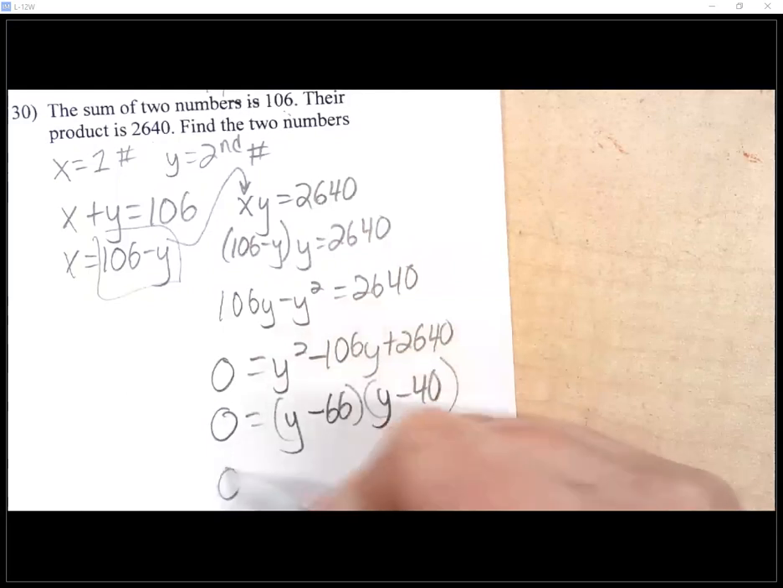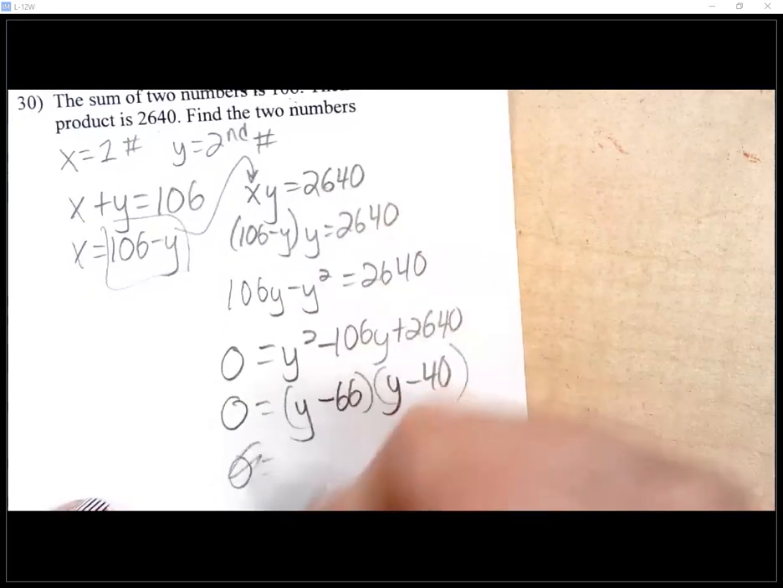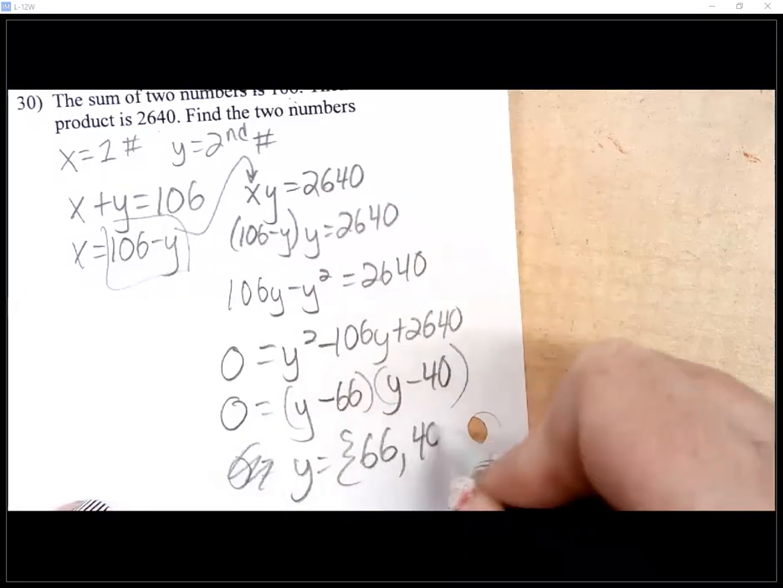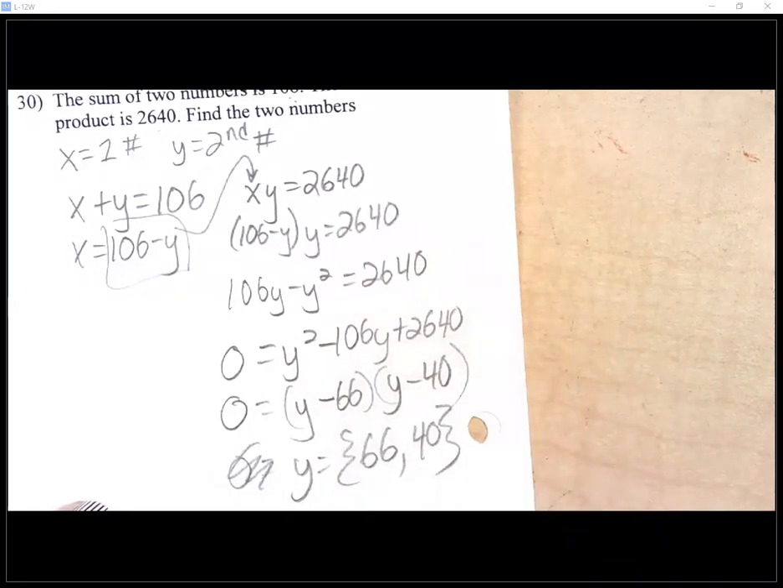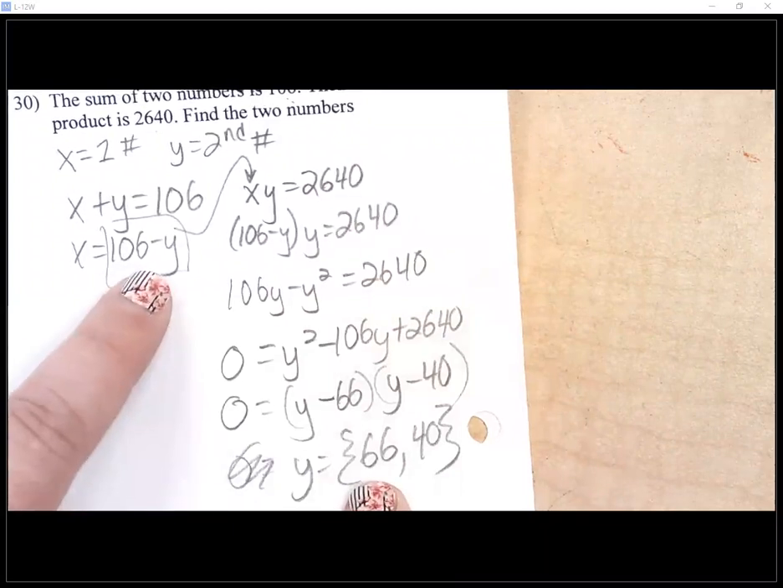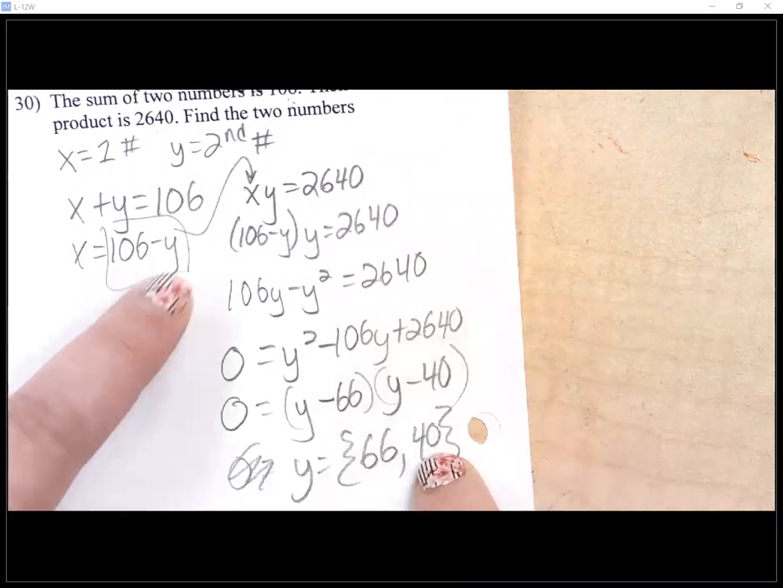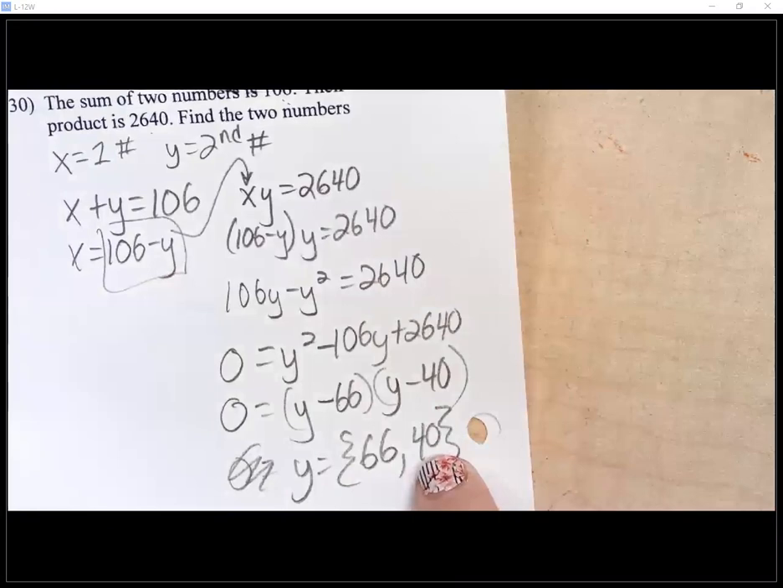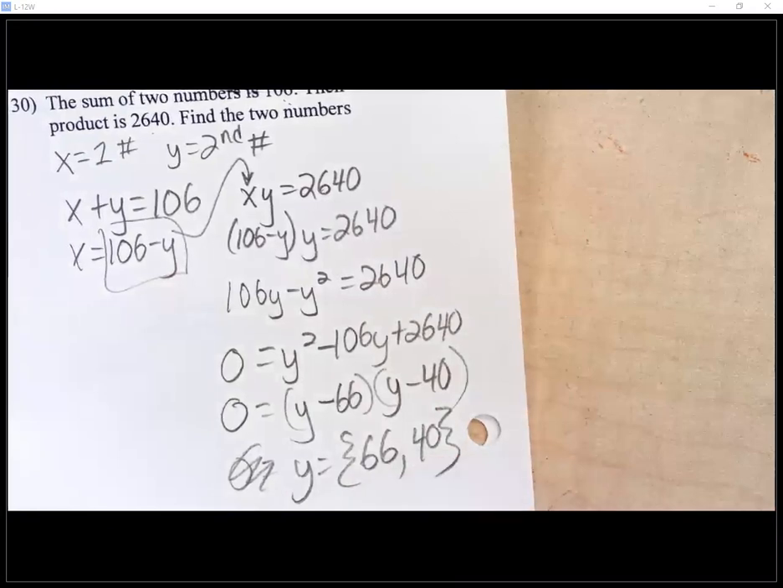All right, so my two answers end up being 66 and 40. So those are two possibilities for y though, right? So if y is 66, that means x would be 40. But on the flip side, if y were 40, then x would just be 66. So you could just tell me the two numbers have to be 40 and 66. Does that make sense?